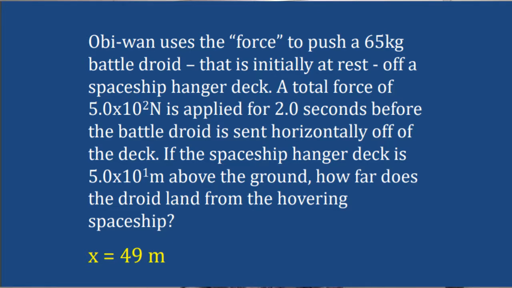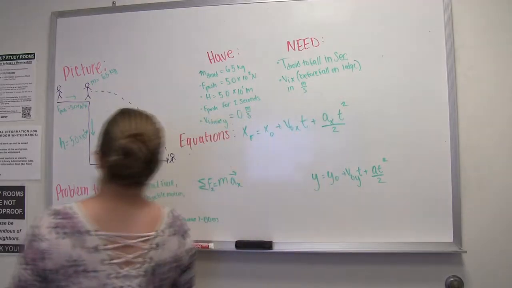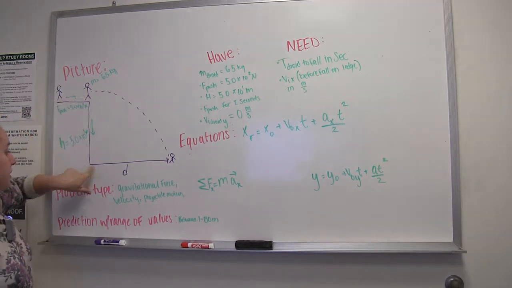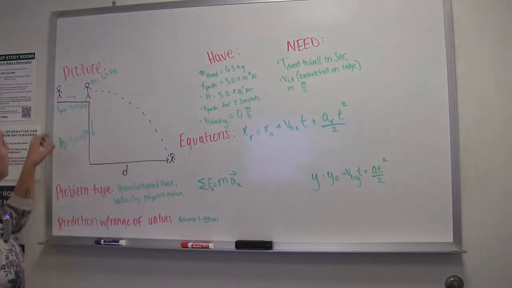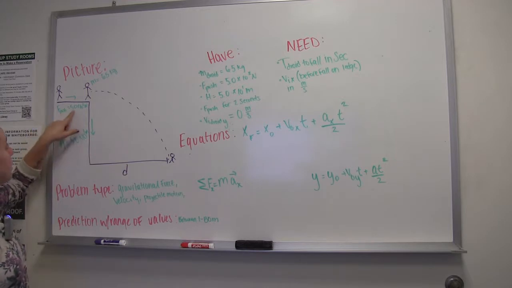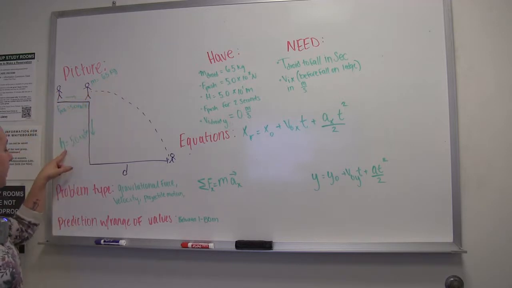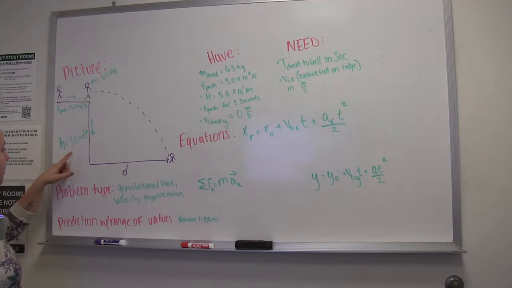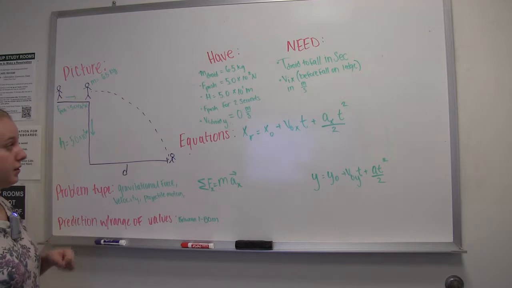Personally, I am a visual learner, so I always start by drawing the picture of what is going on in the problem. So I drew Obi-Wan Kenobi here and the droid, the distance that he falls, which is what we're looking for, and his motion as he falls. Some things we know are the force of the push, 5.0 times 10 to the 2 newtons for 2 seconds, the mass of the droid, which is 65 kilograms, the height of the spaceship from the floor, which is 5.0 times 10 to the 1 meters, and we also know that the droid starts at rest.